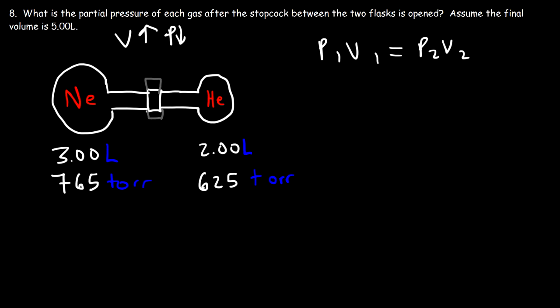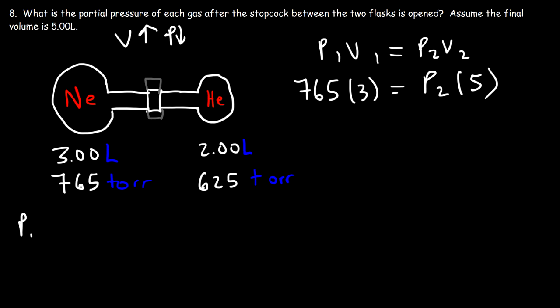Let's start with neon. So the first partial pressure of neon is 765 before we open the stopcock, and the volume is 3 liters. We need to find the new partial pressure when the volume is increased to 5 liters. So it's going to be 765 times 3 divided by 5. So once it's open, the partial pressure of neon is now 459 torr. It decreases.